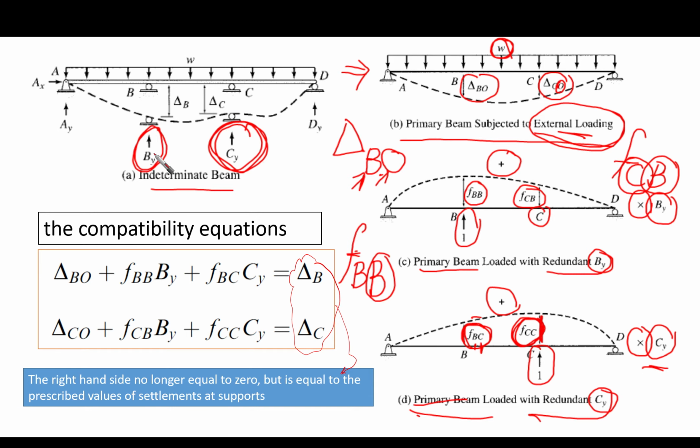So this is our case now. Our indeterminate beam is going to be the summation of 3 systems. The first one is the primary beam loaded with the external loading. The second is the primary beam loaded with unit load at point B. And the third is the primary beam loaded with a unit load at point C. Okay, this is our philosophy now.